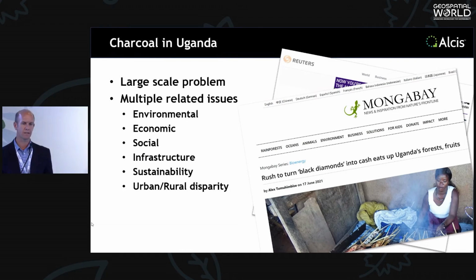There's obviously the environmental impact. Clearly, cutting down the trees in these areas is going to have a big impact on the environment. There's the economic impact. The people in the villages and the rural areas, they're also growing fruits. Fruit trees are now getting cut down to turn into charcoal because the value to a charcoal trader is so high. And so sources of income for the rural population are being decreased, along with food security.